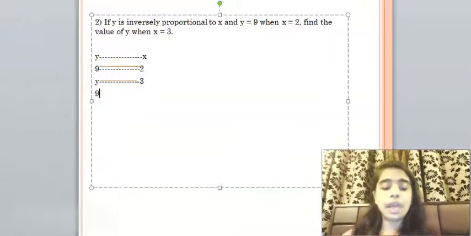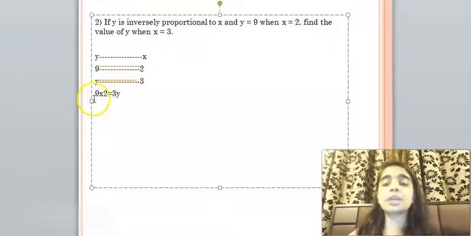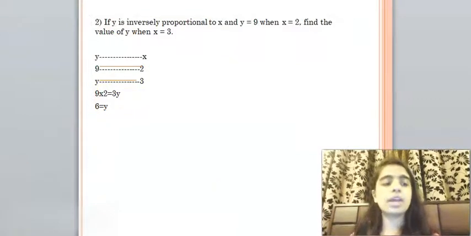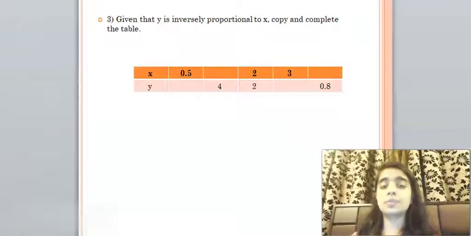So this will be 9 multiplied by 2 is equal to 3y. So 3 is multiplying here, there it will divide. 9 divided by 3 will be 3 and 3 multiplied by 2 is 6. So 6 is equal to y. So we are done with question number 2 also. Very easy. Now let's do question number 3.